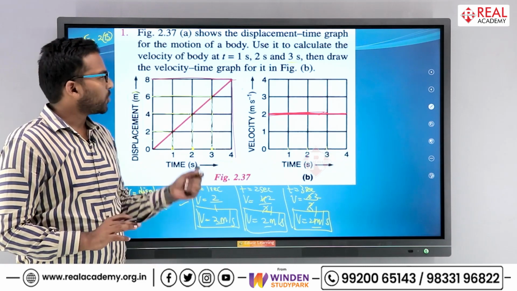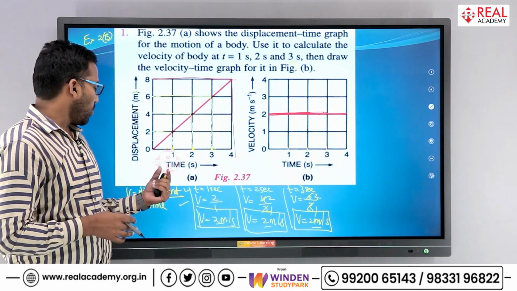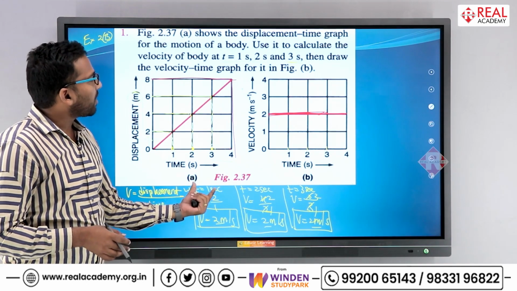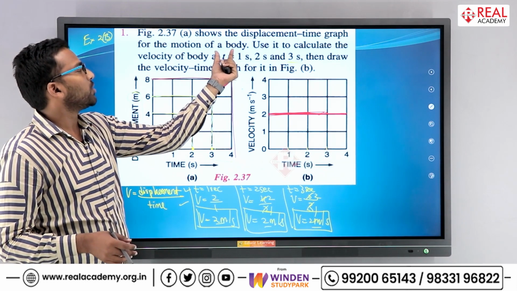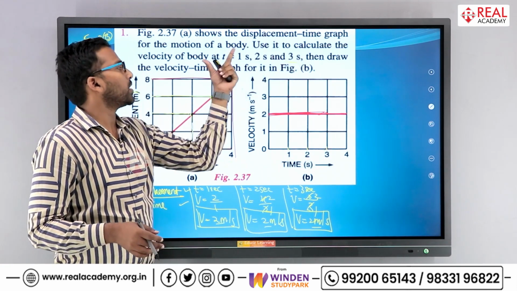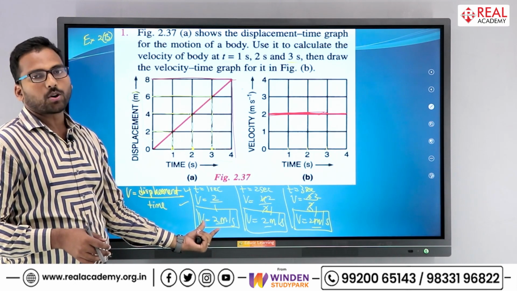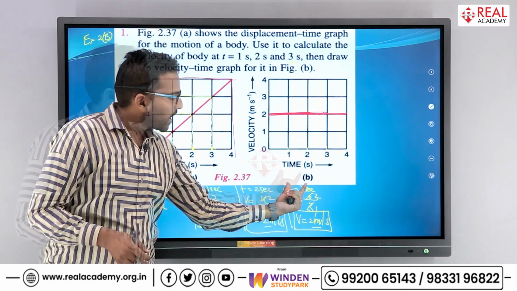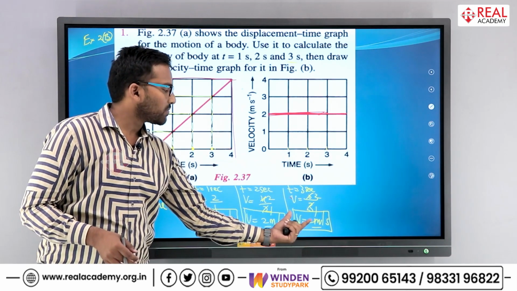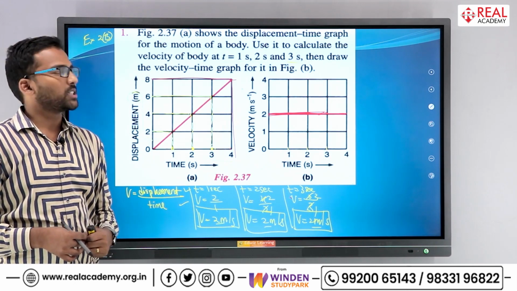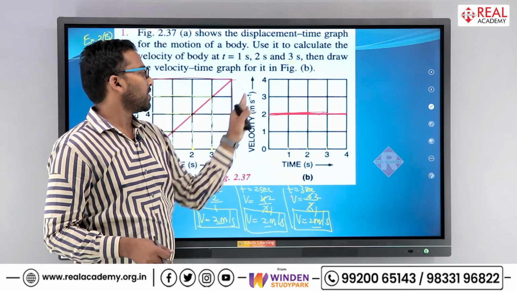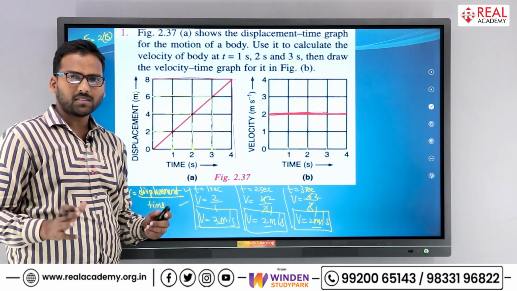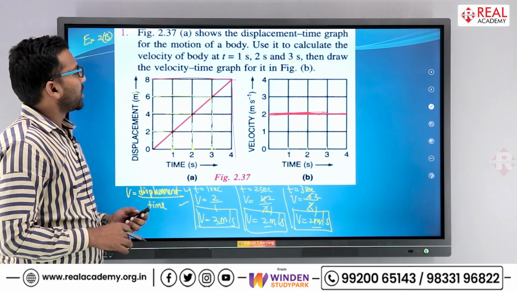Getting these things? So from the first question we came to know the velocity formula, displacement upon time, and we were asked to calculate the velocity for t equal to 1 second, 2 seconds and 3 seconds, and hence draw the graph. For t equal to 1 second we got 2 meter per second velocity, for t equal to 2 seconds we got 2 meter per second, and for t equal to 3 seconds we get the same value of 2 meter per second. So the velocity versus time graph would be constant. Okay, is everyone getting it? Okay, let's get to the second question.